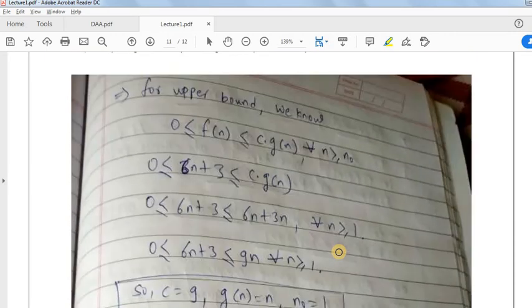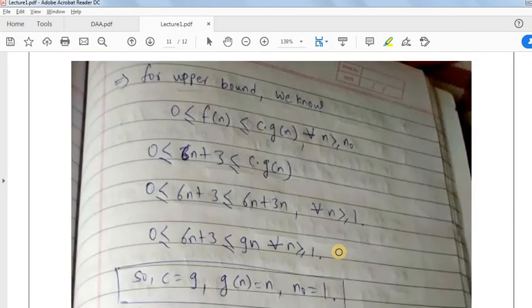What changes are required if I am interested in finding the lower bound? I will simply replace this. Here we were writing f of n here. Now this c of g of n will come here, f of n will go here. So for the lower bound, I will say 0 less than or equal to c g of n less than or equal to 6n plus 3. 6n plus 3 will be lesser than 6. We are now interested in lower terms.